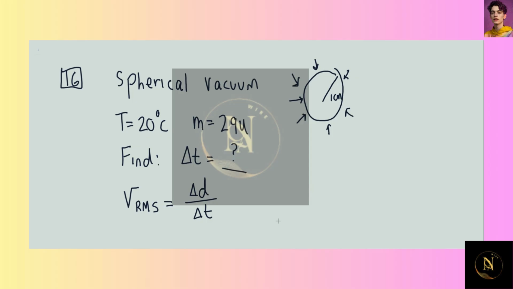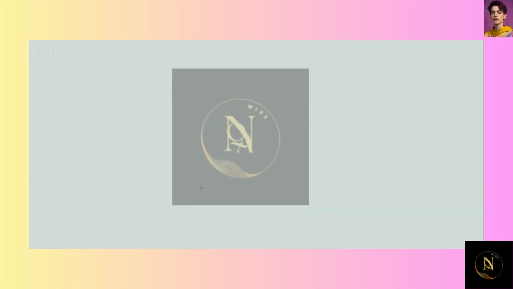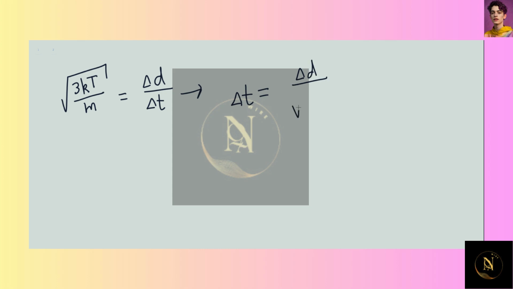We also know that the root mean square velocity is related to the temperature and mass of the gas by this relationship from kinetic theory, where k is the Boltzmann constant, T is the temperature, and m is the mass of the individual particles. So we can equate these and solve. Root 3kT over m is equal to delta D over delta T. Thus delta T, the time it takes for these particles to rush in, will be equal to delta D over all this stuff.